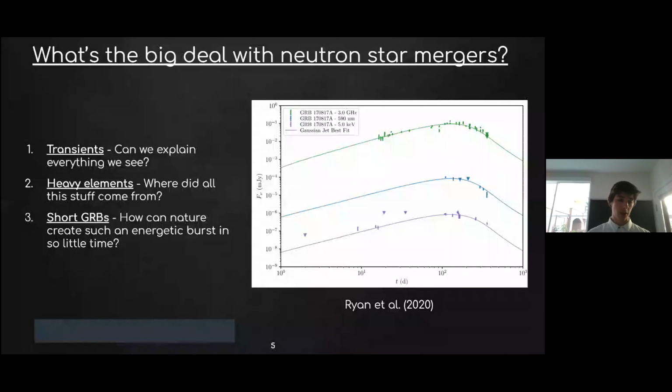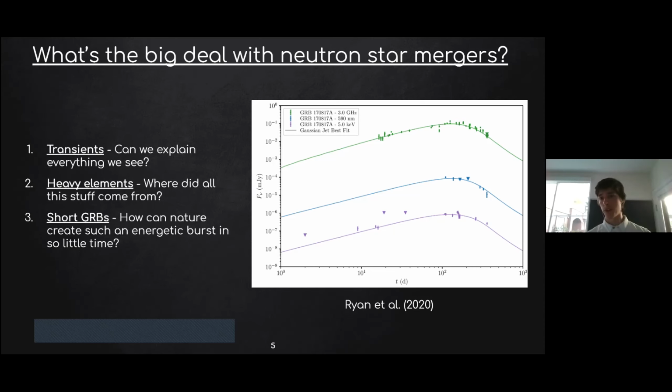Another long-standing mystery that neutron star mergers are connected to is the origin of short gamma ray bursts. So these, as the name suggests, are very short, like less than a second bursts of gamma rays, which come from extragalactic sources. And this was a long-standing mystery for a long time. But we now know that there's statistically a connection between short gamma ray bursts and neutron star mergers.